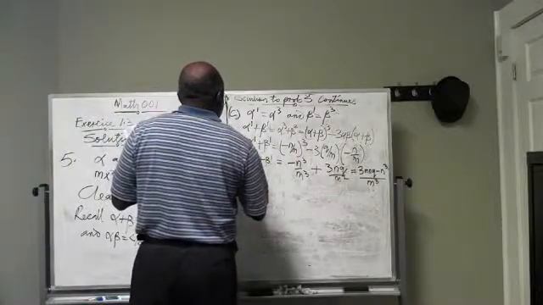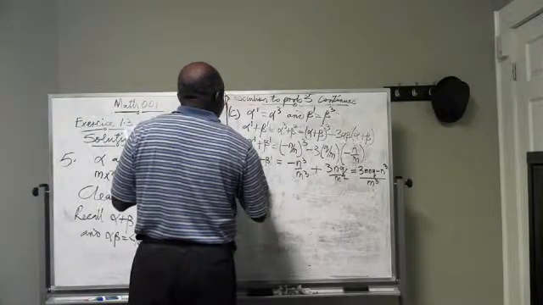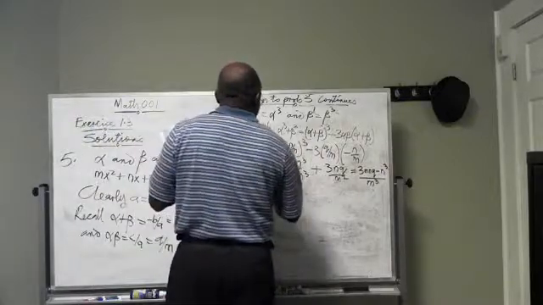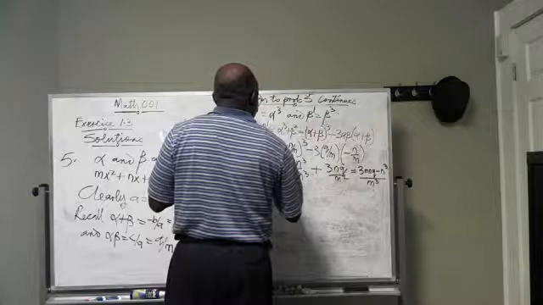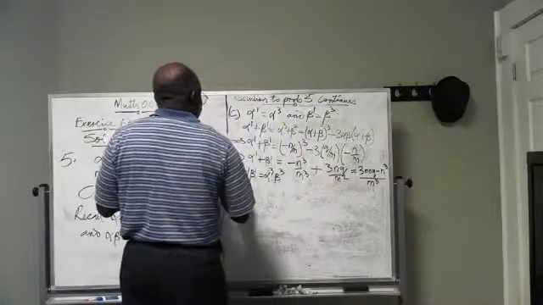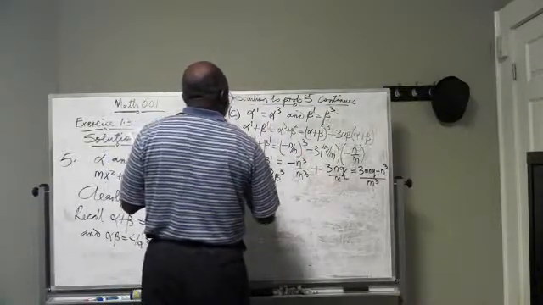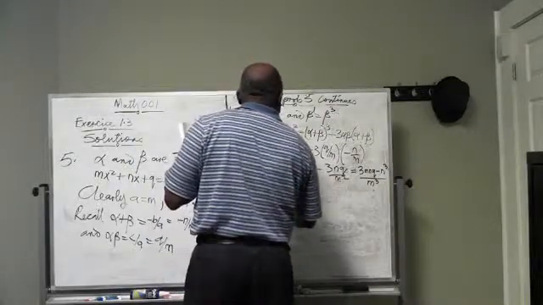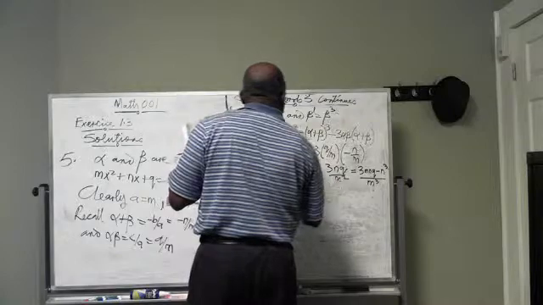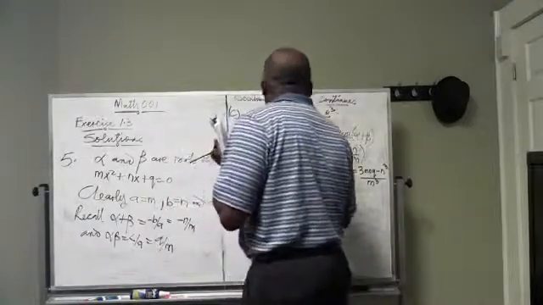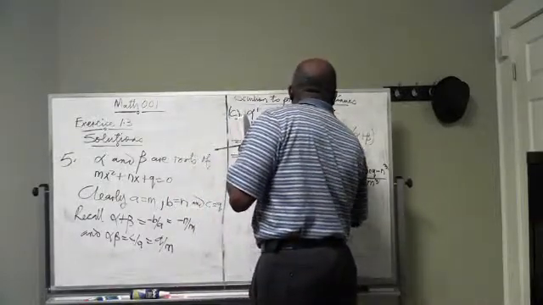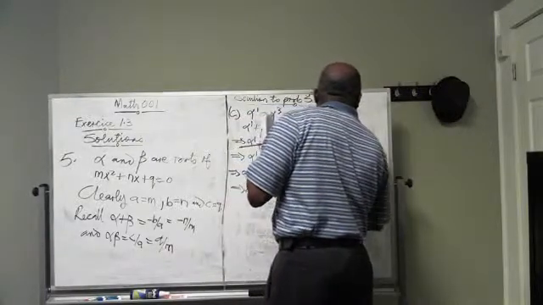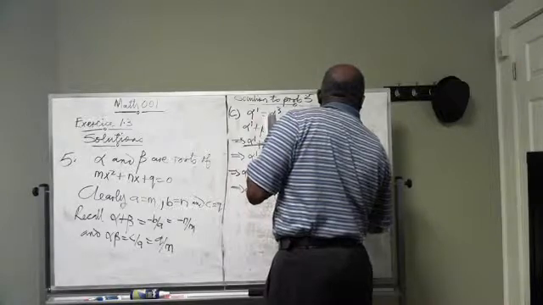And alpha prime beta prime equals alpha cubed beta cubed, which implies alpha prime beta prime equals alpha beta all cubed, which is equal to q over m all cubed, which is equal to q cubed over m cubed.